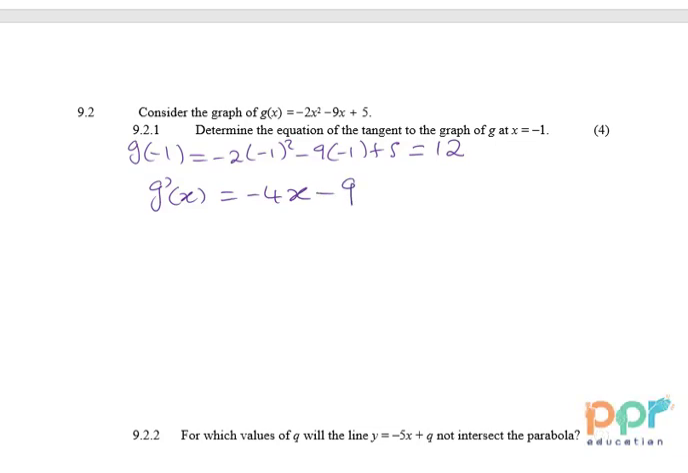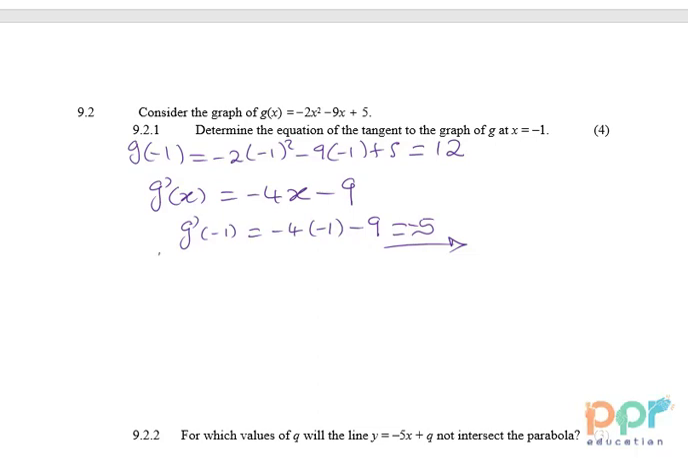Having found the first derivative, I need the equation of the tangent to the graph of g. The first derivative is the formula for the gradient of the tangent line at x equals minus 1. So g prime at minus 1 is equal to minus 4 times minus 1, minus 9. That means the gradient is exactly minus 5, because that's positive 4 minus 9. Now I have the gradient and I have the coordinates, so I can find the y-intercept.